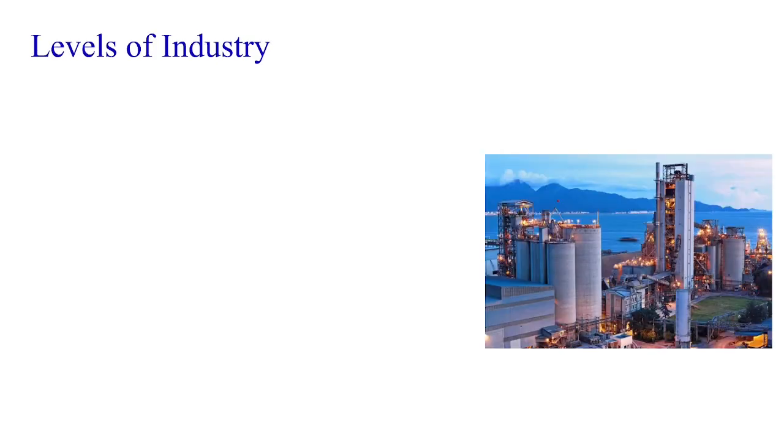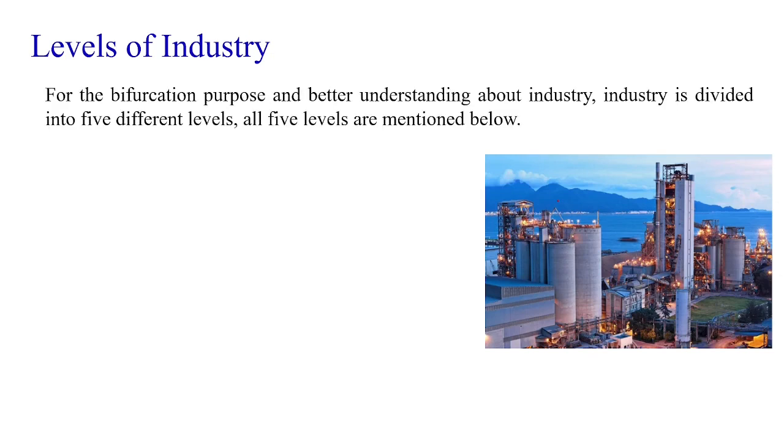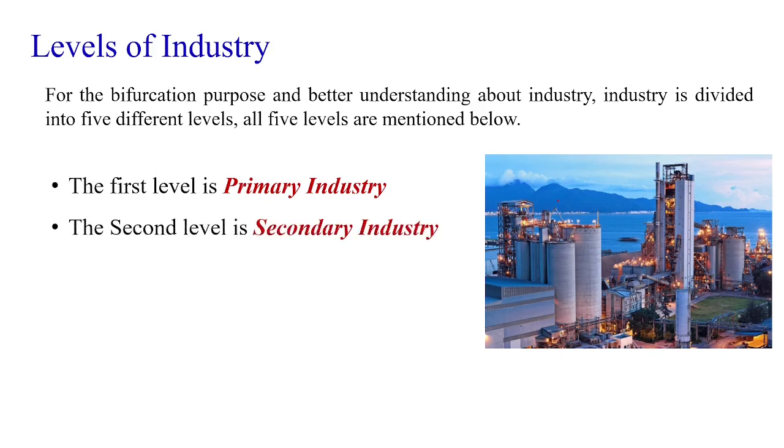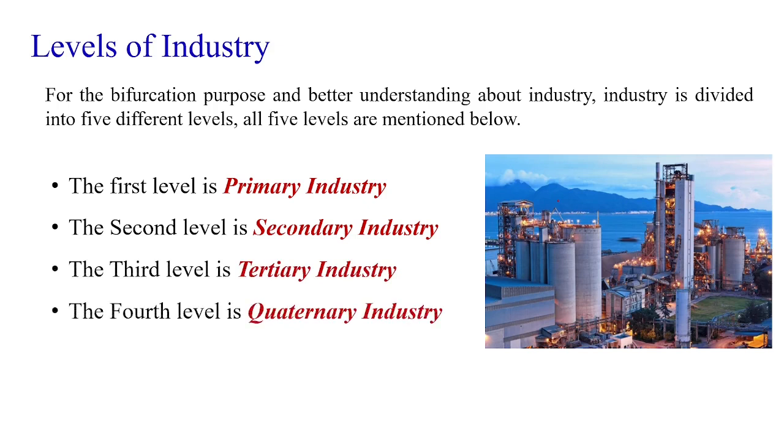Now, we are going to discuss the levels of industries. For better understanding of industry, industry is divided into five different levels. All five levels are mentioned below. The first level is primary industry, second level is secondary industry, third level is tertiary industry, the fourth level is quaternary industry, and the fifth level is quinary industry. We discuss all the levels one by one.